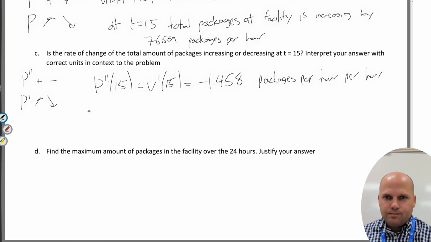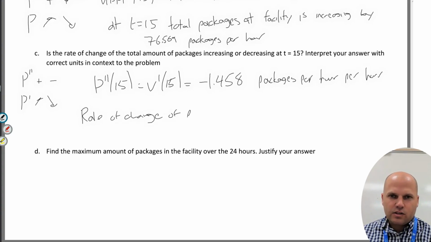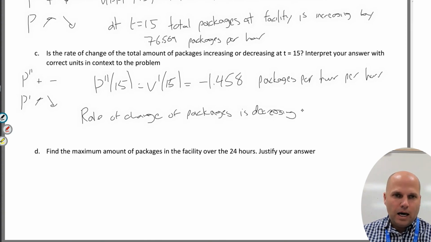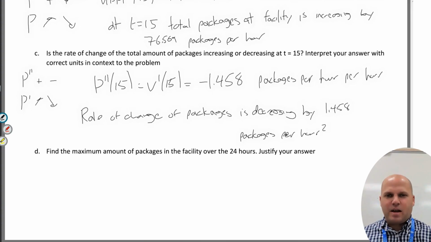So it's like how my packages per hour are changing per hour, packages per hour per hour. So I would say the rate of change of packages is decreasing by 1.458 packages per hour squared. Find the maximum amount of packages of this facility over the 24 hours.